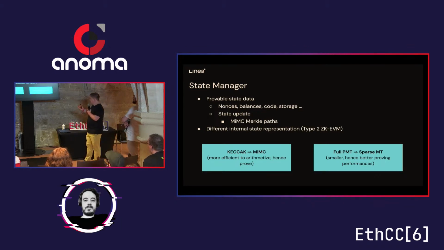The other major difference is that we don't represent the state as a Patricia Merkle tree, but rather as a sparse Merkle tree. And the state manager is a component that basically handles the sparse Merkle tree side of things. It provides the arithmetization, so the zkEVM, with all the data it needs, such as nonces, balances, etc. And it provides the prover with the justification for these data, such as Merkle proofs, Merkle paths.